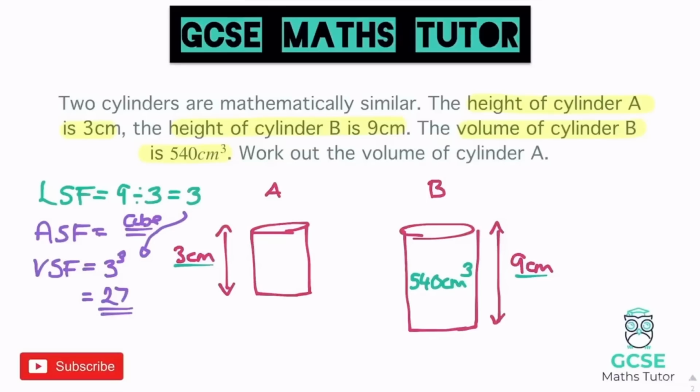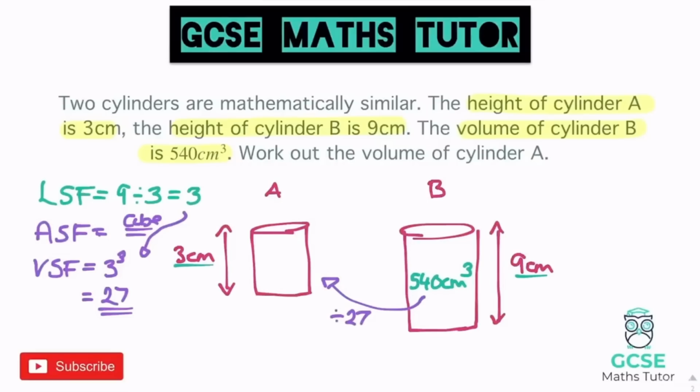Right, so we are working out the volume of A. So I'm going from the big one down to the little one. So I'm not going to multiply this time because the volume is definitely getting smaller. And all I have to do differently here is I just divide by the scale factor. So I divide by 27, because thinking about what I said earlier about it being an enlargement, it just means the volume's getting 27 times bigger.